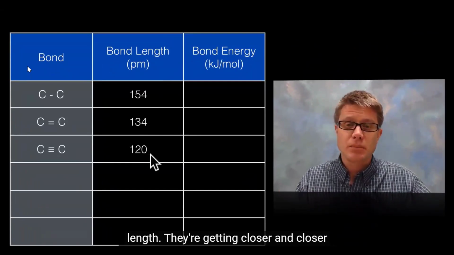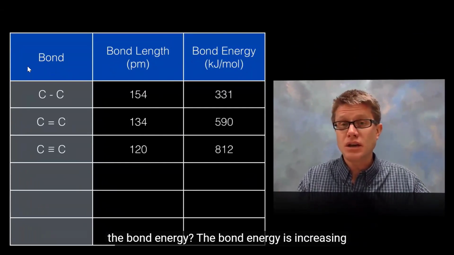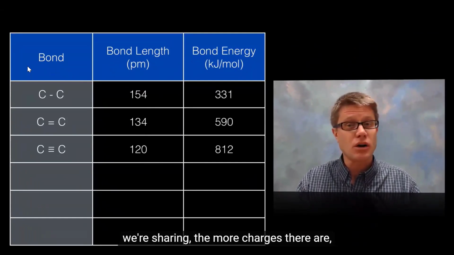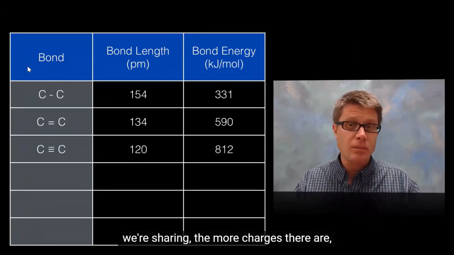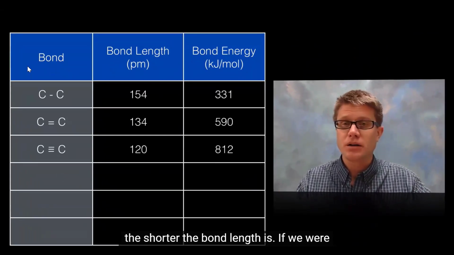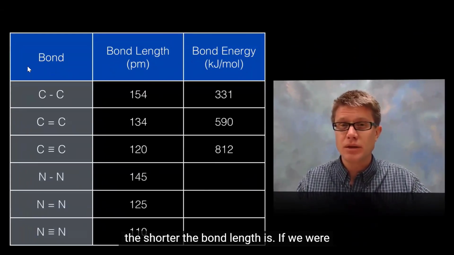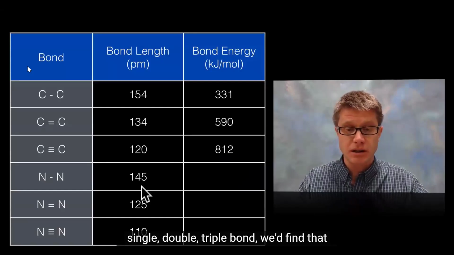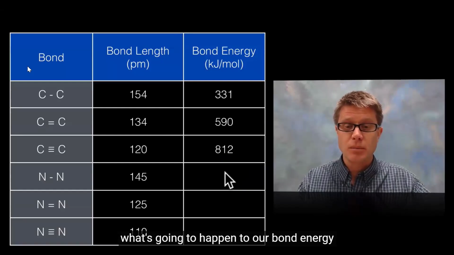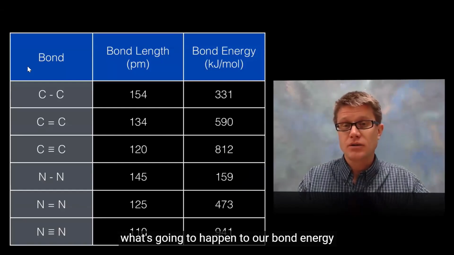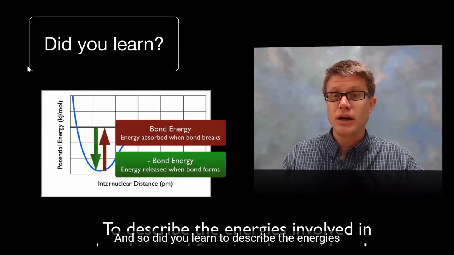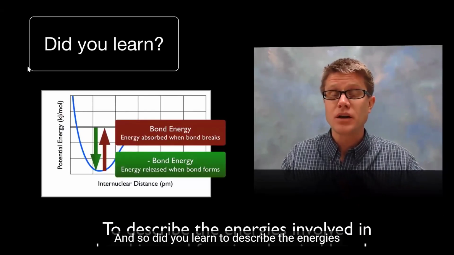Well, what does that tell us about the bond energy? The bond energy is increasing over time. So again, the more electrons that we're sharing, the more charges there are, the greater that bond energy, and therefore the shorter the bond length is. If we were to measure the same thing with nitrogen, single, double, triple bond, we'd find that we're decreasing the bond length again. So what's going to happen to our bond energy over here? It's going to increase over time. And so did you learn to describe the energies involved in both breaking and forming chemical bonds? I hope so, and I hope that was helpful.